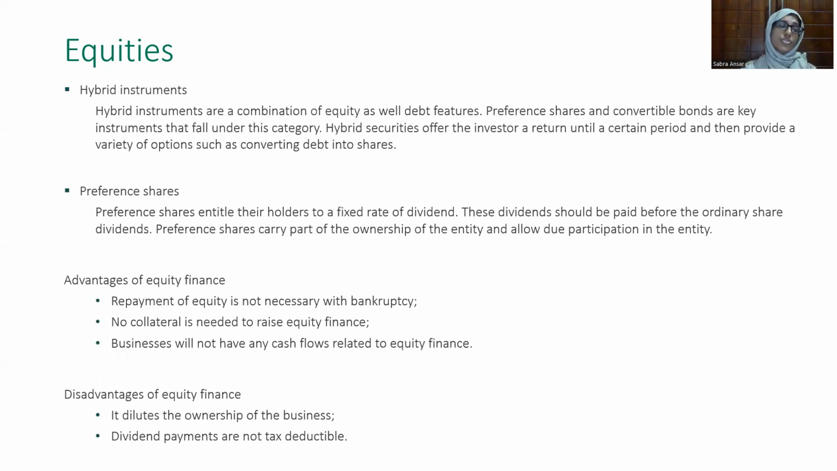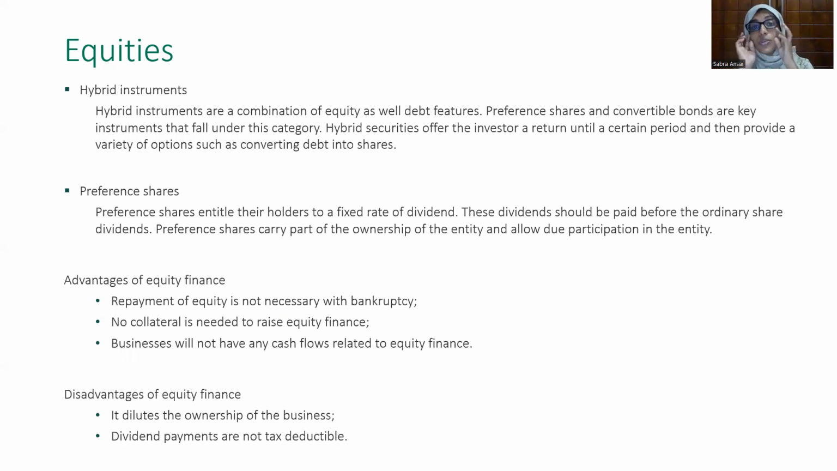Now, moving on, we are going to talk about different types of instruments related to equity. Another instrument that we are going to talk about is the hybrid instrument. We were talking about hybrid instruments even before, where we said it could be a mix of equity as well as debt features. One of the main types of hybrid instruments is preference shares, and also convertible bonds. These two are the key instruments which fall under hybrid instruments.